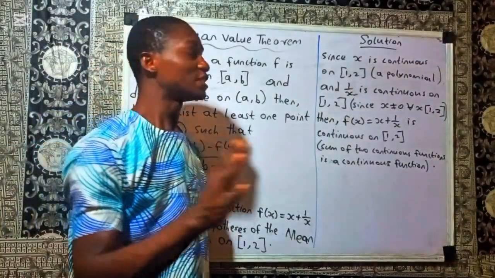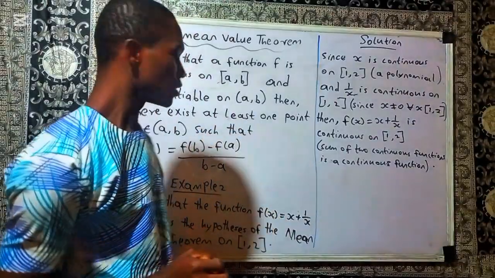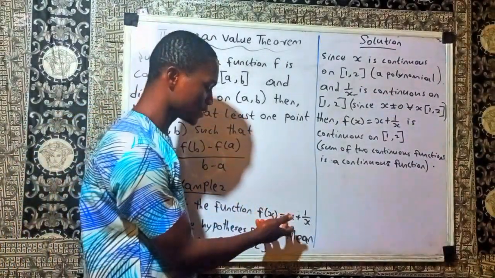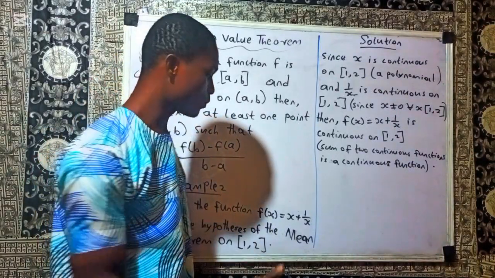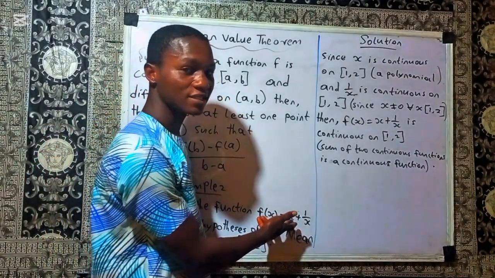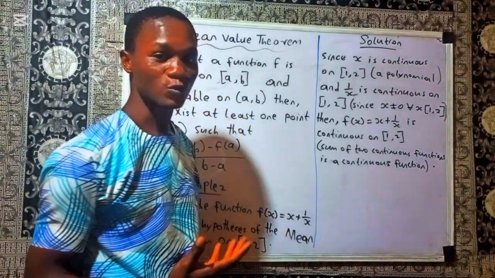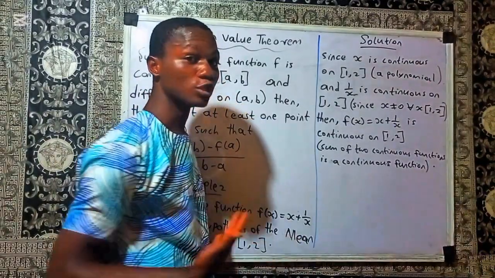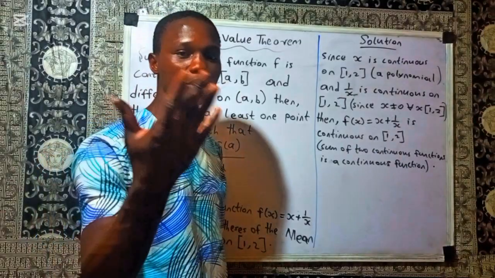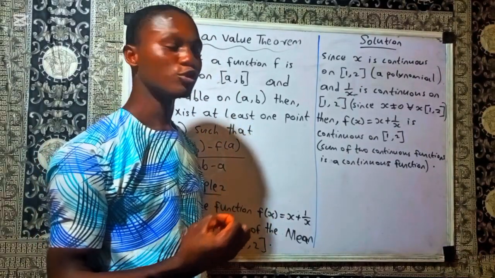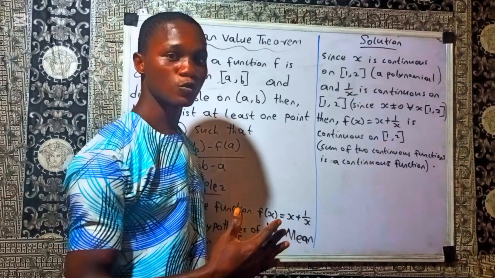So look at what I've written down here. Now look at the function you have, f of x equals x plus 1 over x. Now this function has two parts. That is, the first one is x, the second one is 1 over x. The first one is a polynomial, while the second one is a rational function. A rational function is a function in fraction form. Now you have to consider the continuity of this function based on these two parts.